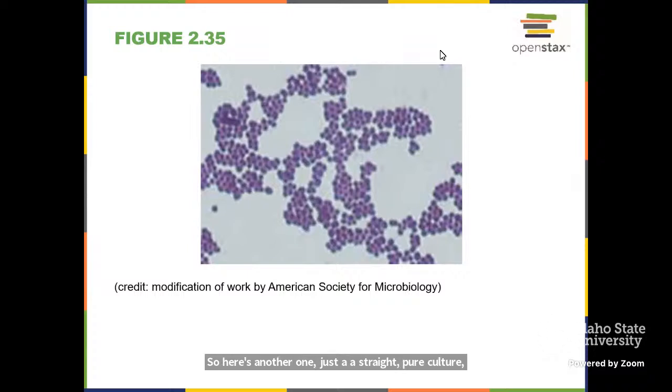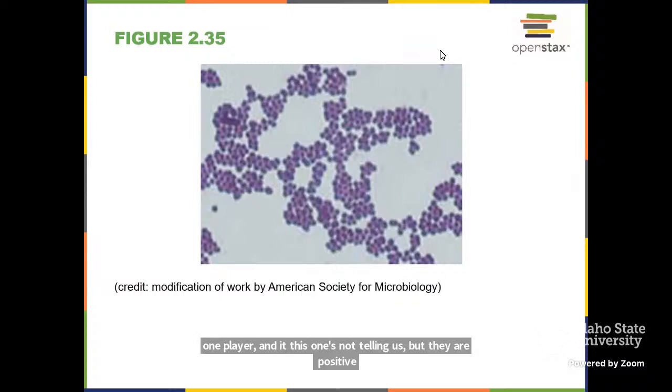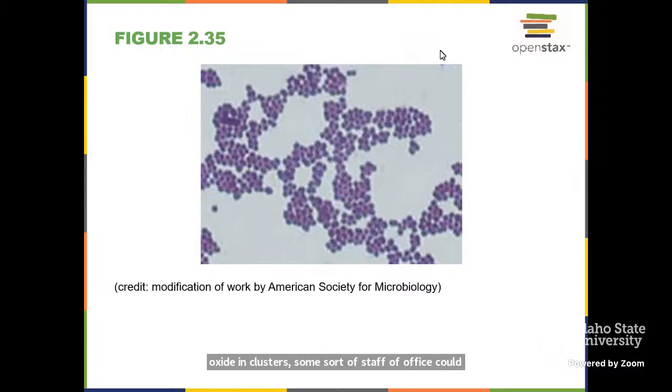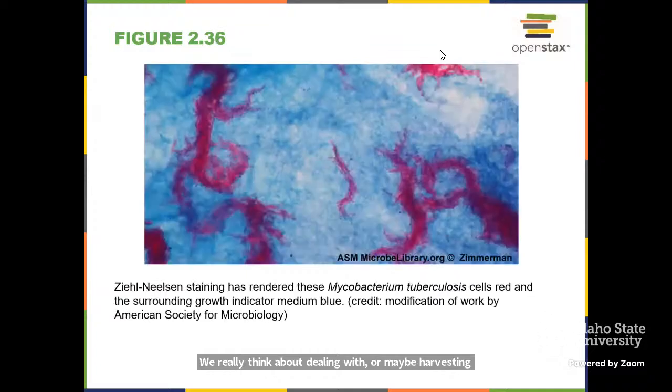And this one's not telling us, but they are positive cocci in clusters, some sort of Staphylococcus, could be aureus, it could be Staphylococcus epidermidis. There are technically a boatload of other species of Staphylococci, but these are two of the main ones we really think about dealing with or maybe harvesting off of our bodies. And that also depends kind of on where we might try to collect them as far as the different type of staph that we might find.